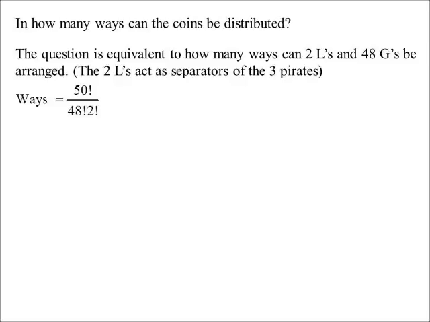So it'll be 50 factorial on 48 factorial, 2 factorial. So imagine you've got 48 G's, 2 L's, so 50 letters all up. 1,225 ways of doing it. Okay.